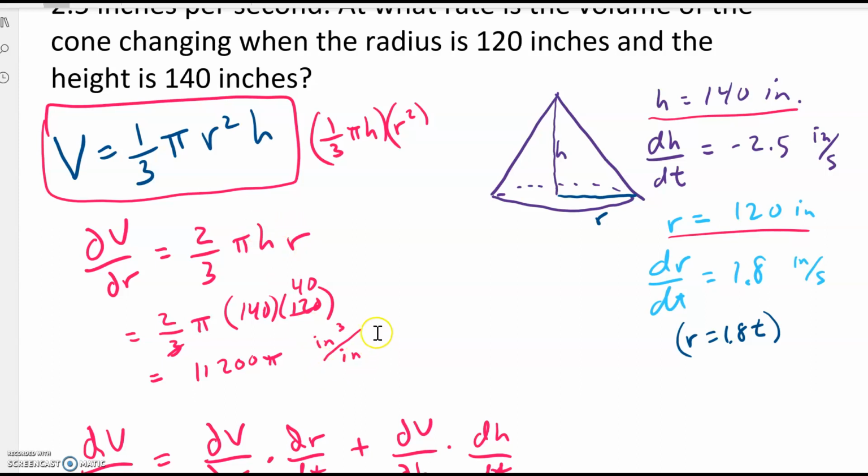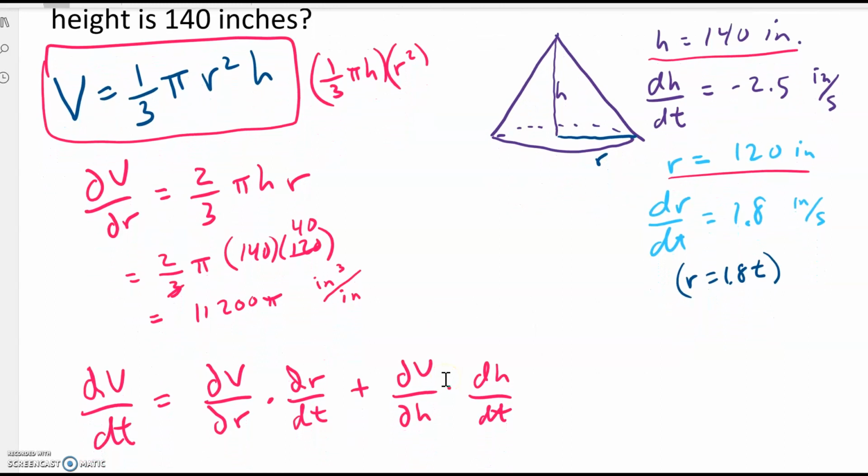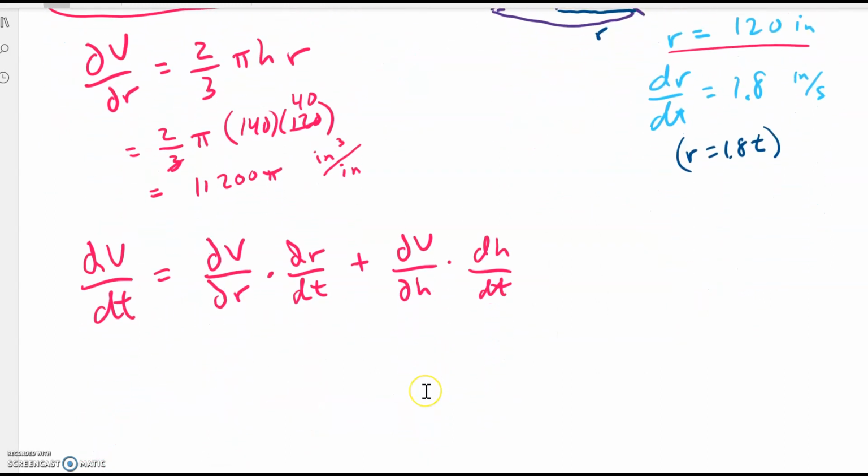So in other words, at this moment in time when the radius is 120 and the height is 140, if the radius grows by 1 inch, the overall volume will increase by 11,200 pi cubic inches, which is like 30,000 something cubic inches. So this is a very quickly increasing volume here. So anyway, that's dV/dr. Let's go ahead and plug that in right here.